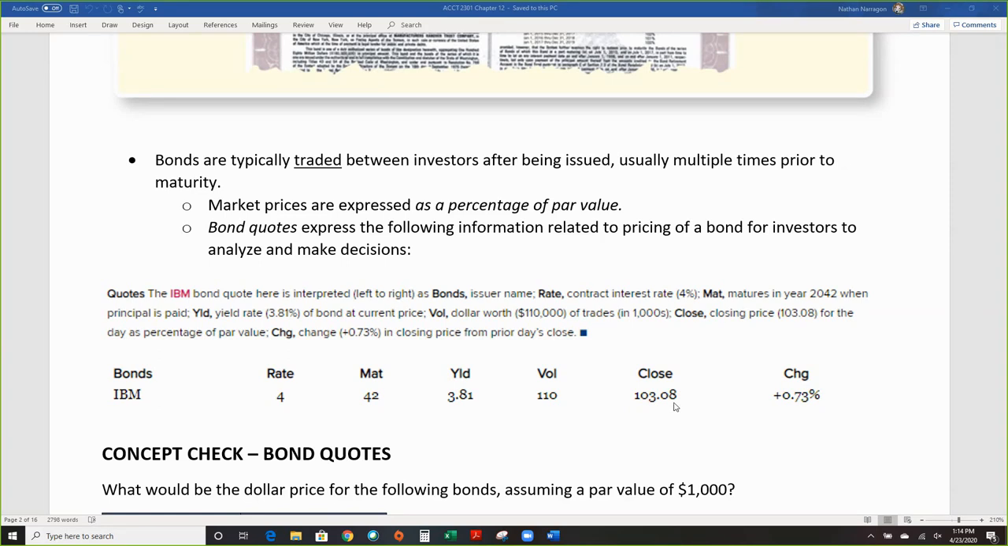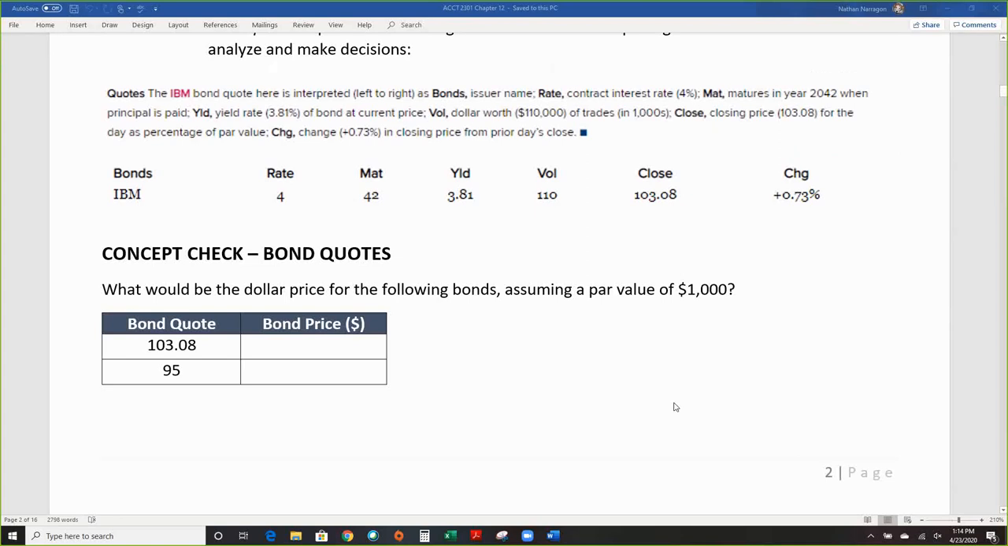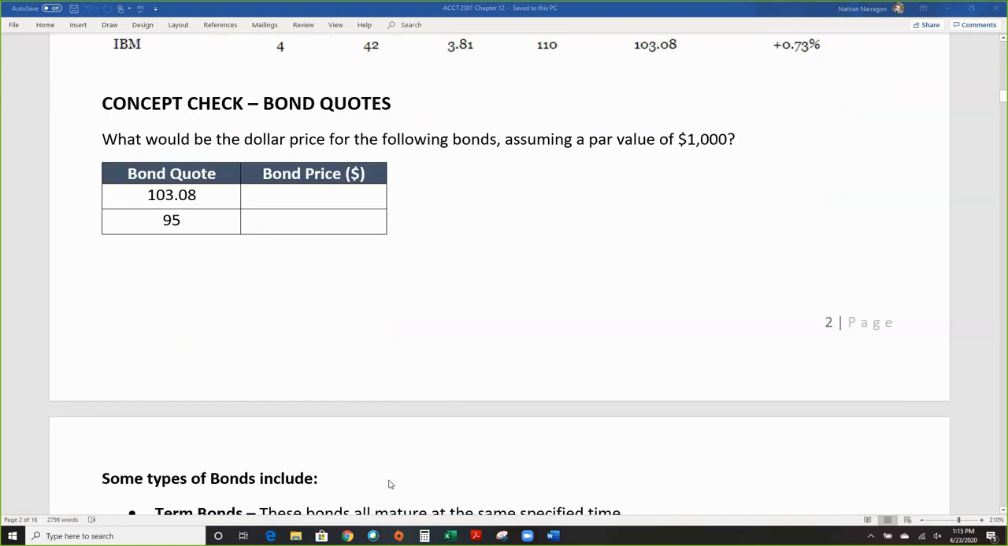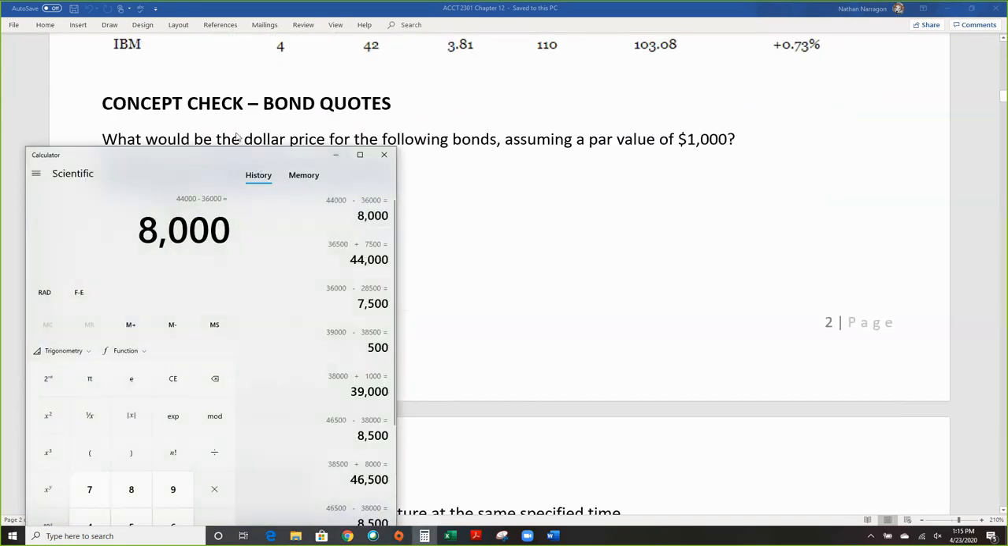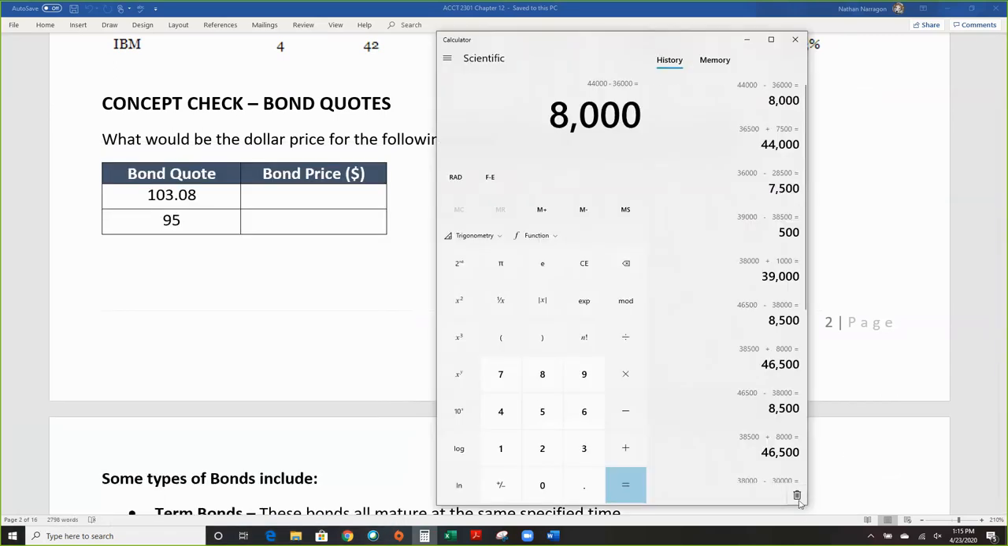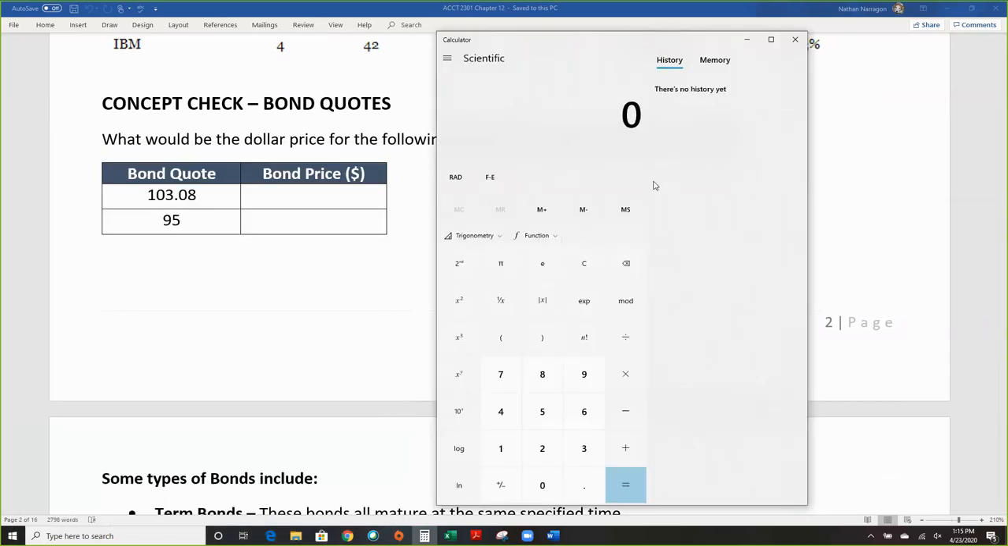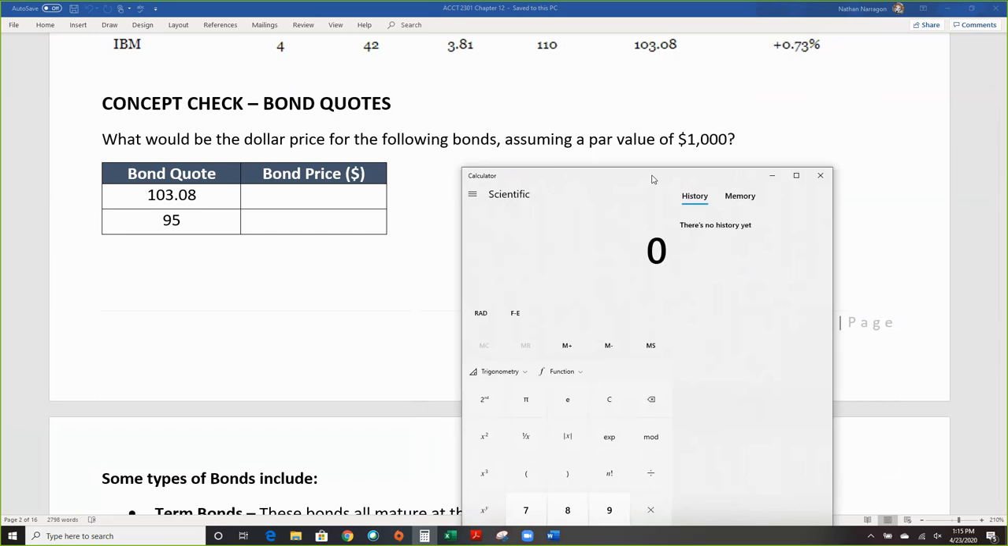So what does that mean? Well, let's do a couple of concept checks. Or basically, how do we figure out the bond price? Okay? So, taking out the calculator. And a calculator always has stuff in it. Clear it out. And this is how you figure out the bond price. Now, these quotes, which you will probably see in your homework, even though they look like whole numbers, these are actually percentages. Again, they like to do it like a whole number because it kind of looks better.